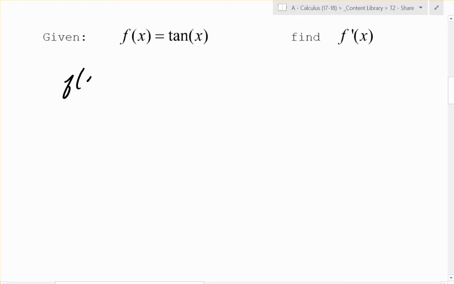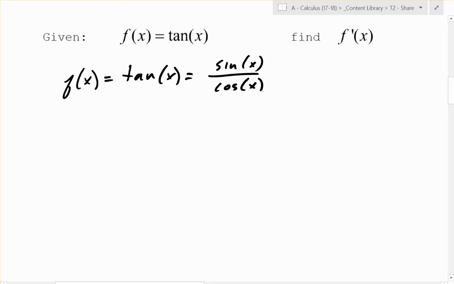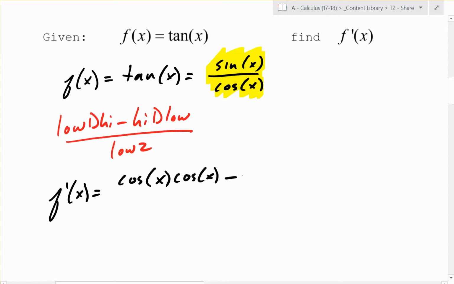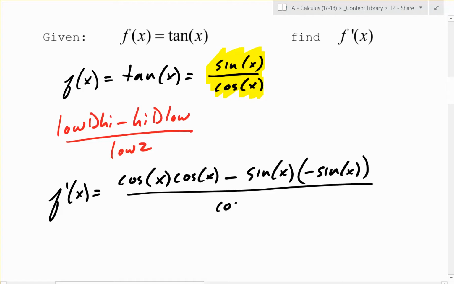So the first thing you do is rewrite tangent as its sine and cosine definition, which is tangent is sine over cosine. And now we're going to take the derivative of this quotient. We're going to use the quotient rule, which remember is low d high minus high d low over low squared. So in this case, f prime of x: low, cosine; low d high, derivative of sine is cosine; minus high d low, the derivative of cosine is negative sine of x, all over low squared, cosine squared x.